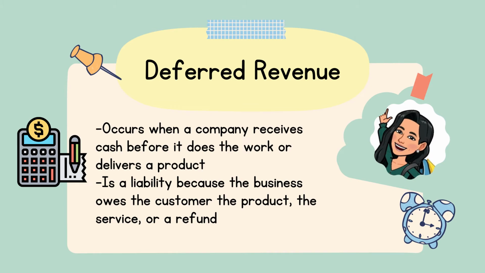Deferred revenue occurs when a company receives cash before it does the work or delivers a product. So we receive the cash before the revenue is earned. So we call it unearned revenue. It's a liability account because I received the cash, but I did not provide the service or deliver the product yet. So I have to do that. It's a liability on me.